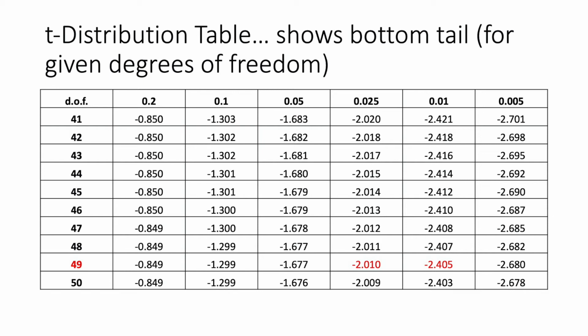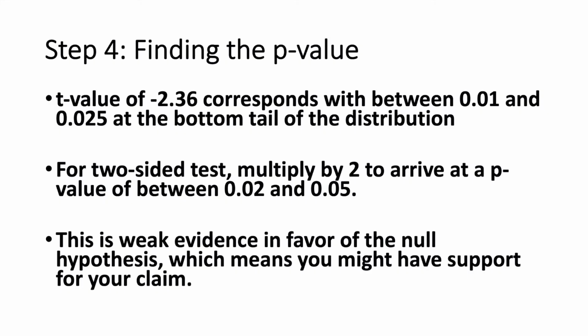So we're going to look for a t of minus 2.36 and find the proportion or percentage of the distribution that corresponds with that. Of course, we can't find a value of minus 2.36, but with 49 degrees of freedom, we find a t-value of minus 2.010, and then right next to it we see a t-value of minus 2.405, so we know that that value of minus 2.36 is somewhere in between 1% and 2.5% in the bottom tail of the distribution. So that's really the first part of finding the p-value. Our t-statistic of minus 2.36 corresponds with between 1 and 2.5% of the bottom tail of the distribution.